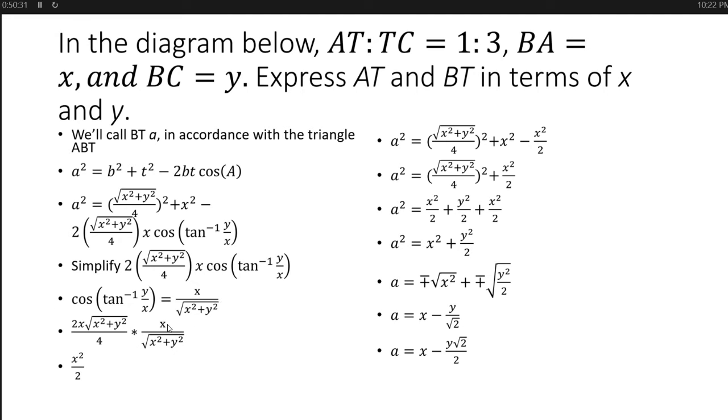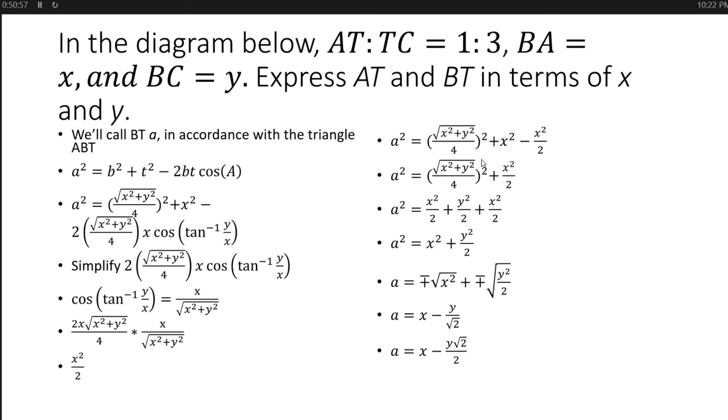So you cancel those out. You can reduce, multiply those, x squared over 2. All right, looks great. What are we doing over here? This is just algebra. A squared is root x squared plus y squared over 2, over 4 squared plus x squared, and then we have to add this little minus x squared over 2, and then we can combine these to make x squared over 2, but positive. That's just a little simplification.